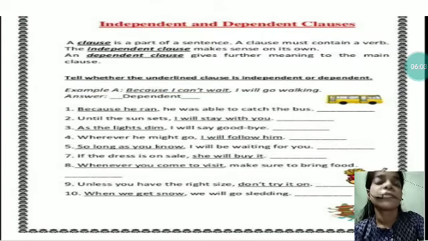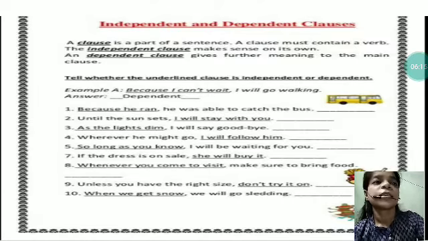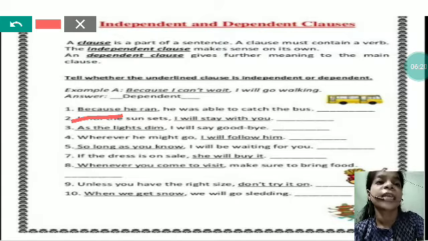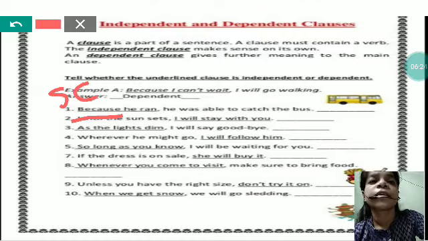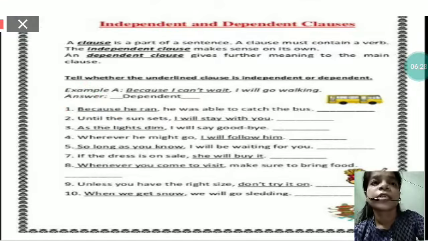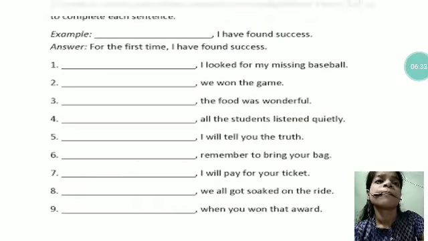That means you have to tell whether the underlined clause is a subordinate clause or a main clause. Like see, first one, because he ran, he was able to catch the bus. If you can see, it is beginning with because, and as it starts with because, it is a subordinate clause. You will try to solve the other questions and check yourself whether you have understood it or not.